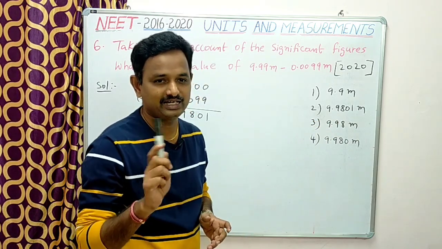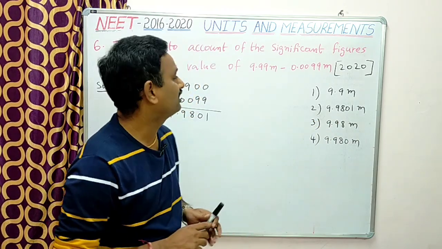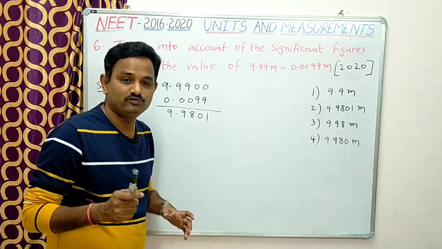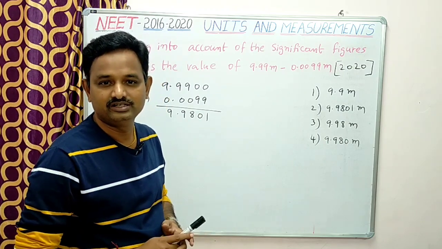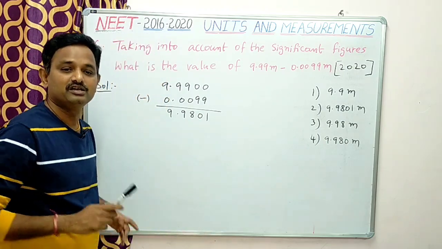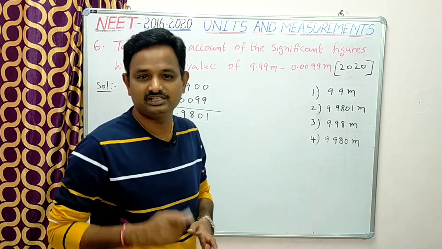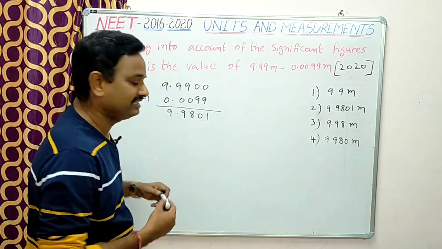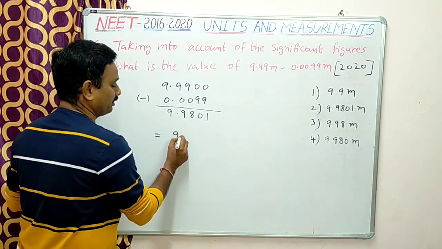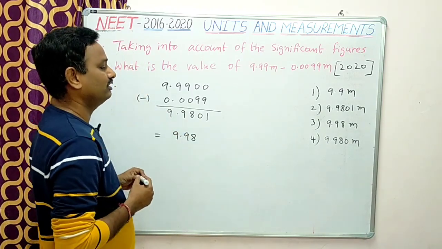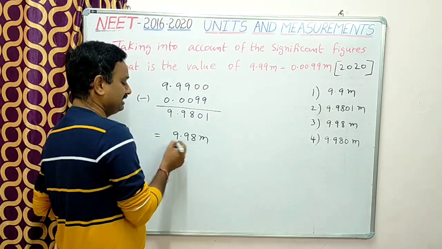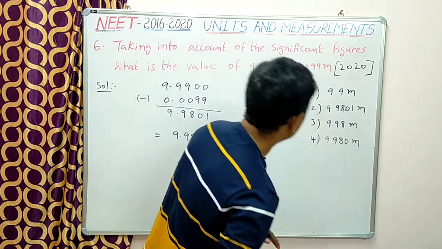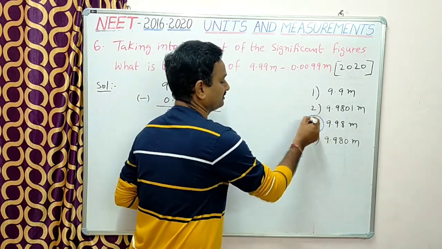But we should not take 9.9801. Why? Because on the account of significant figures they are saying. So we need to follow rules for significant figures. So for rules for significant figures, we have to take least decimal places in the question. That is 9.99. So the answer is 9.98. So the option is, see, 9.98 meter is the answer. So the option is 3. So 3 is the answer here.